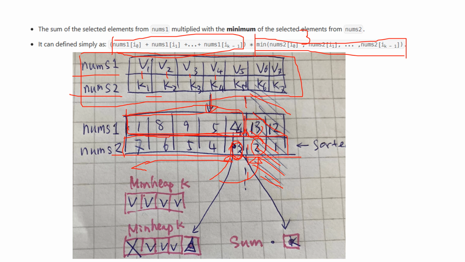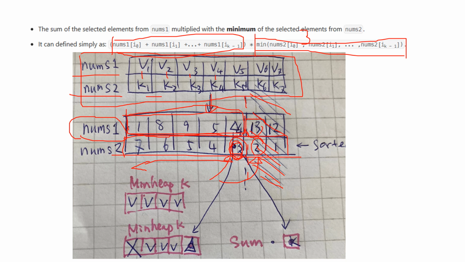But for each of the iterations, we only need to care about the values that we have seen already, and use that to calculate the summation from nums1. And for this minimum value, we only need to worry about the current value. So this actually reduces a lot of work for us, and that gave us a very quick solution.